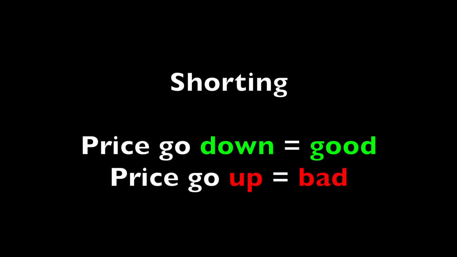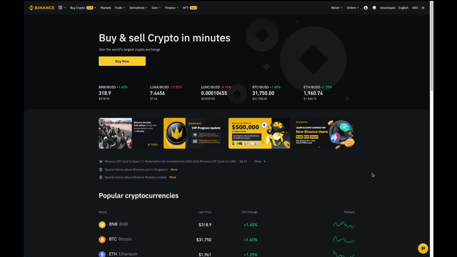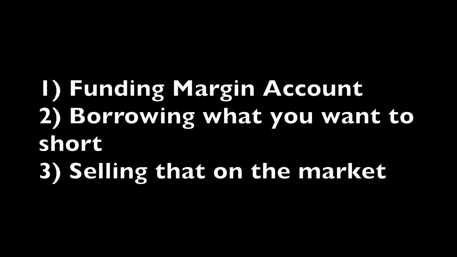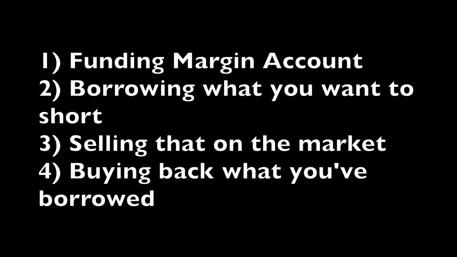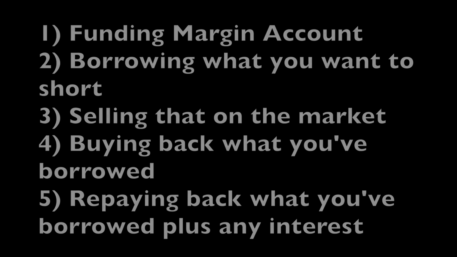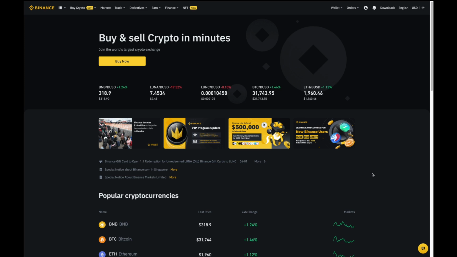Shorting is essentially profiting when the price goes down. If the price goes up, however, then you lose money. There are 5 steps involved with shorting, which are 1, funding your margin account, 2, borrowing what you want to short, 3, selling that on the market, 4, buying back the amount that you've borrowed, and 5, repaying back what you've borrowed plus interest. Now that I've explained the context behind shorting and what this video entails, let's begin.